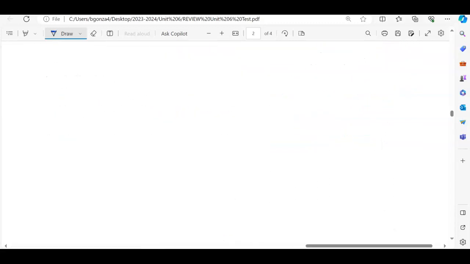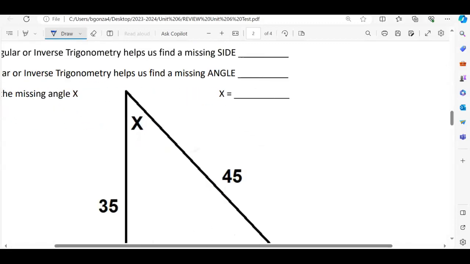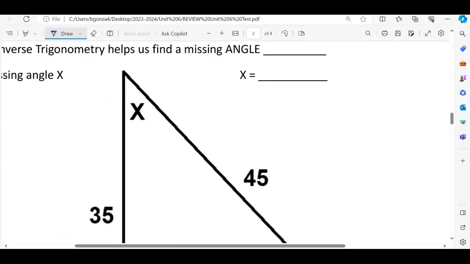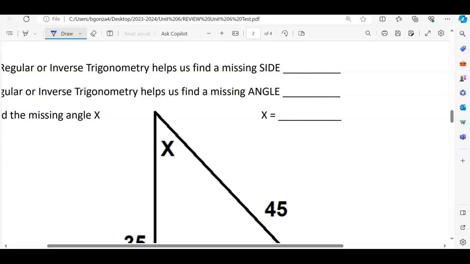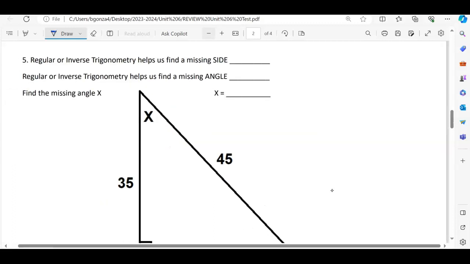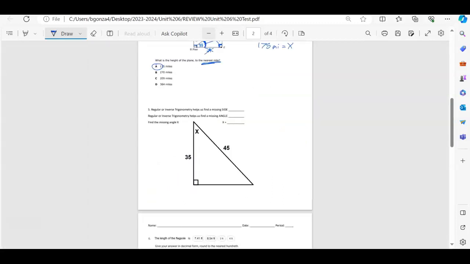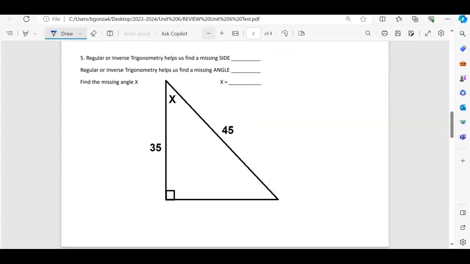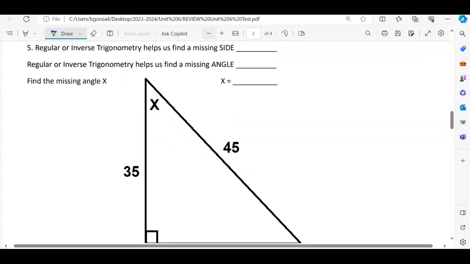Number 5. What's going on here? Okay, number 5. The question is, what's going on here? Okay, well, I'm so confused. Okay, there we go. Number 5.